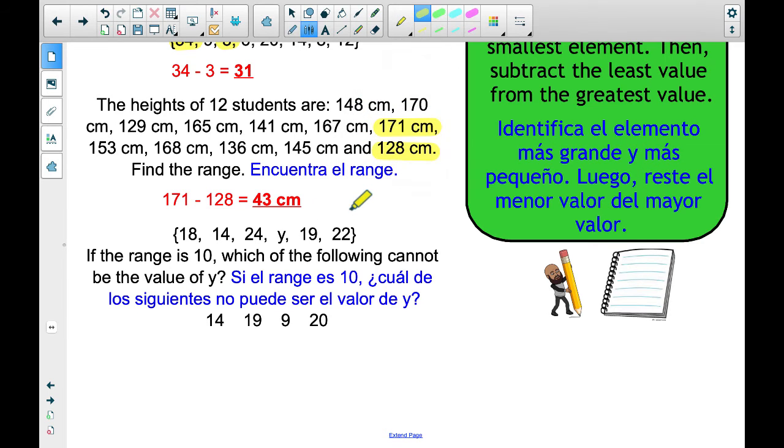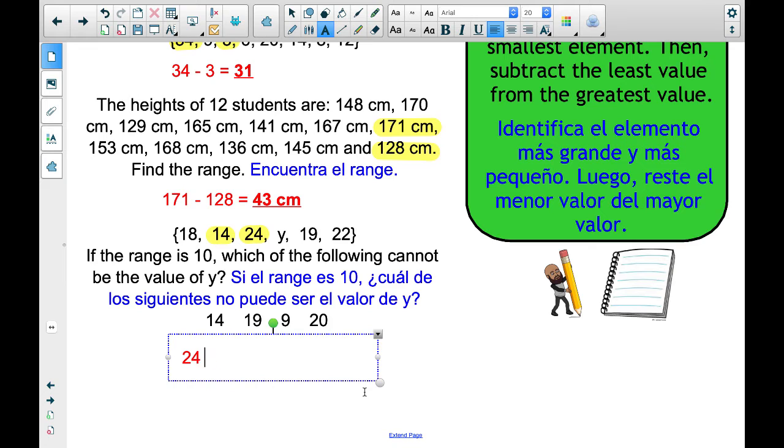So let me highlight based on what I have my largest and smallest number. Well, my largest number is 24. It could be y, but based on what I know, 24. And then 14 is my smallest. So 24 minus 14 is currently, that's 10. So currently, if I kind of ignore y here, my range is 10. And that's what the question wants. It wants a range of 10.